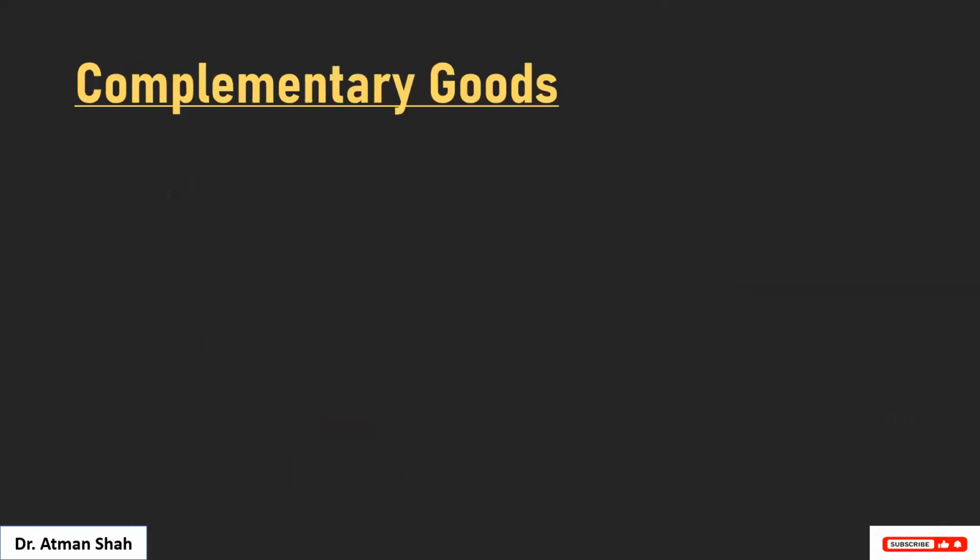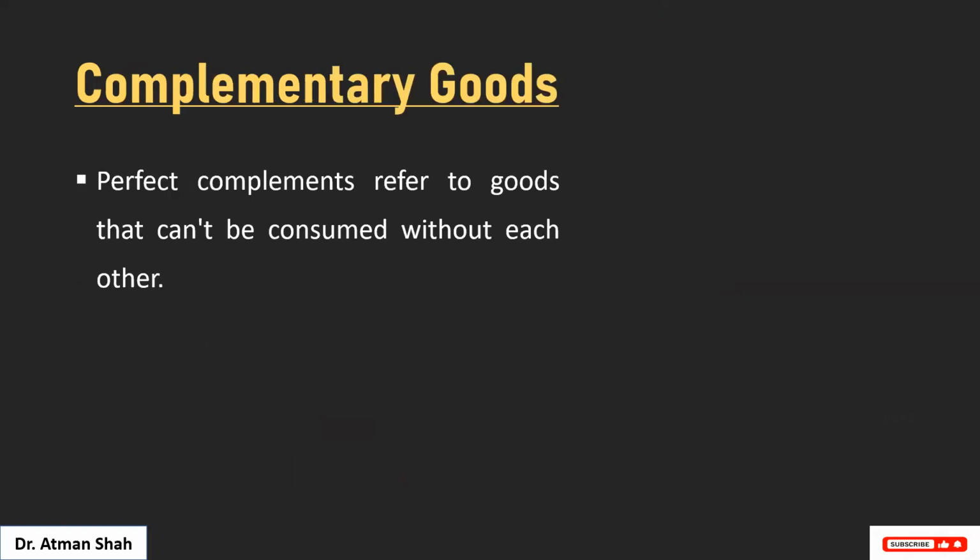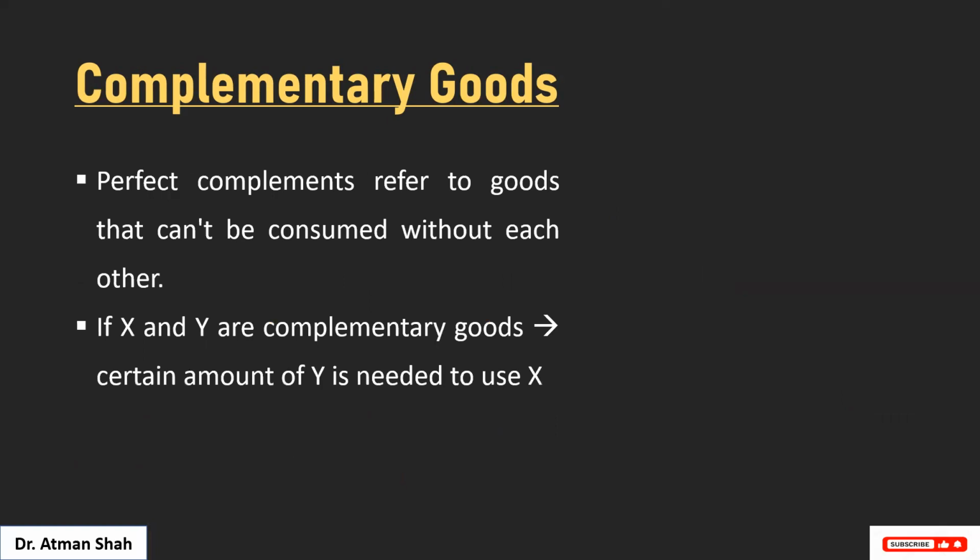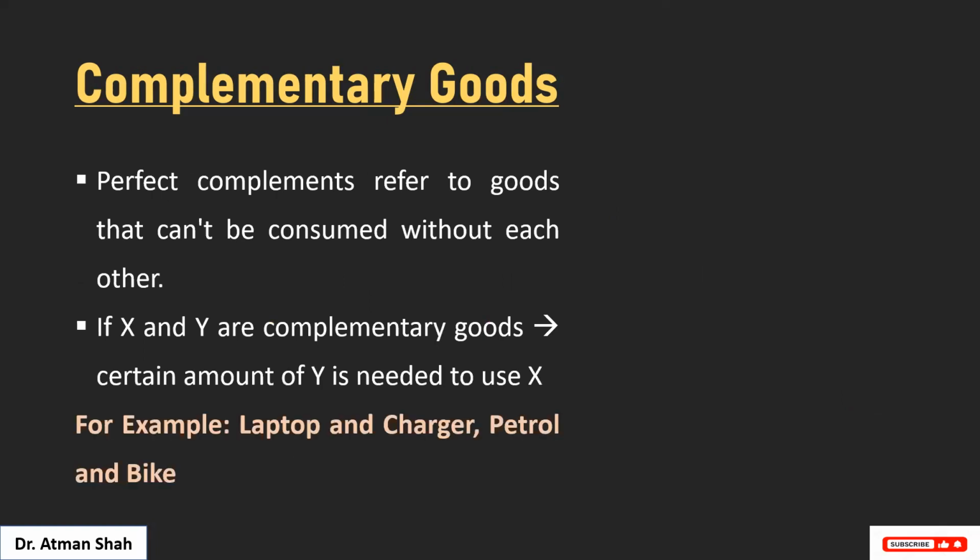Now let's understand the indifference curve for complementary goods. Perfect complements refer to goods that can't be consumed without each other. So if X and Y are complementary goods, then certain amount of Y is needed to use X. For example, laptop and charger, petrol and bike.